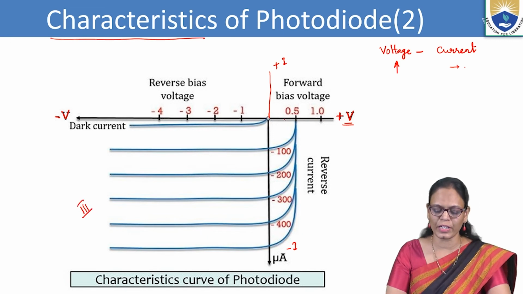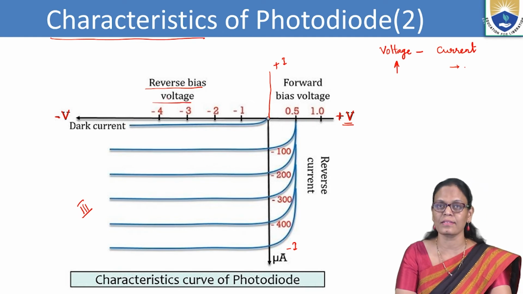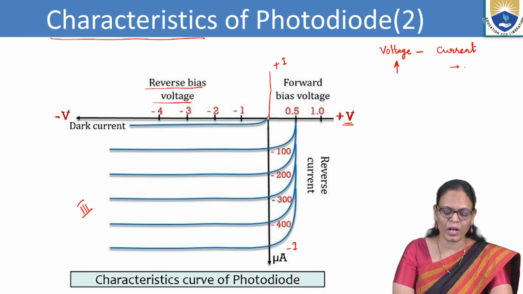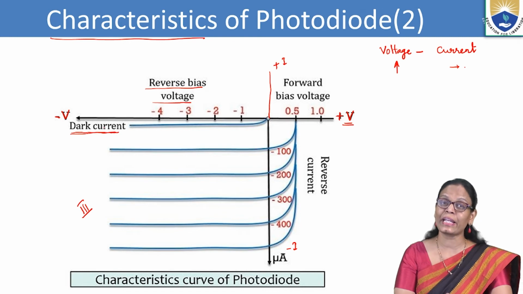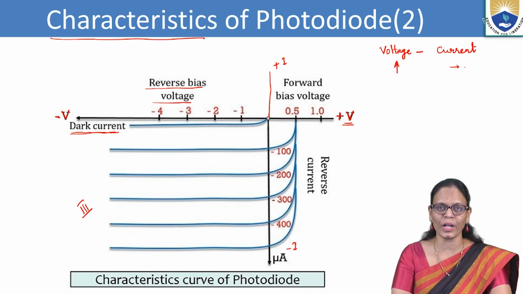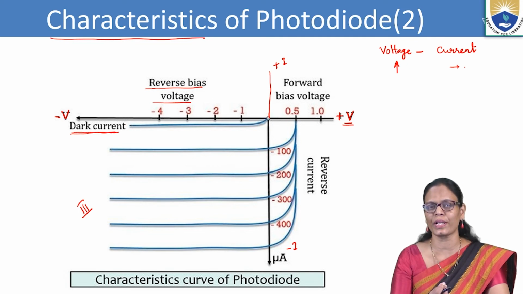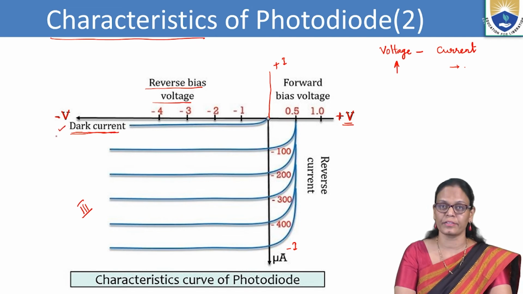Now what we are plotting here is, we are keeping on increasing the reverse bias voltage. So as the reverse bias voltage increases, what happens to the current? That is what we are trying to understand. Now the first one we are seeing is dark current. What is dark current? It is a current due to the minority carriers when the photodiode is not exposed to light. Even before light falls on the photodiode, there is a small current which is flowing due to the minority carriers, and that we are calling dark current.